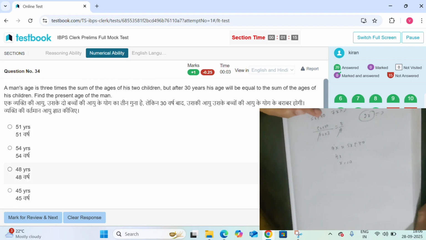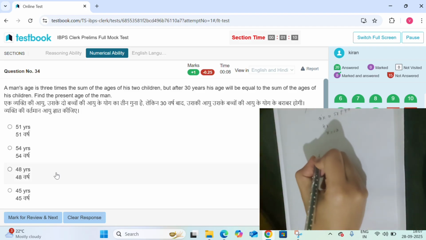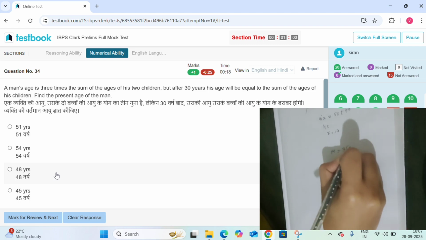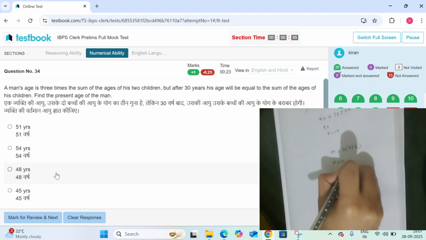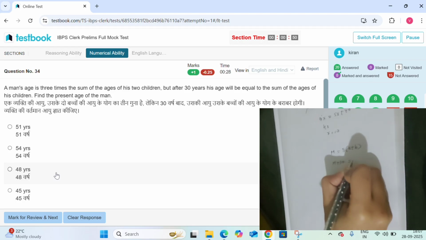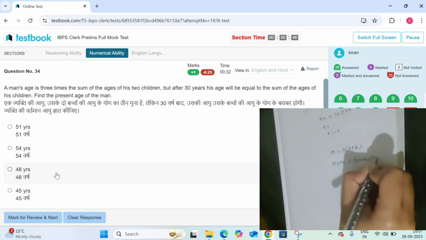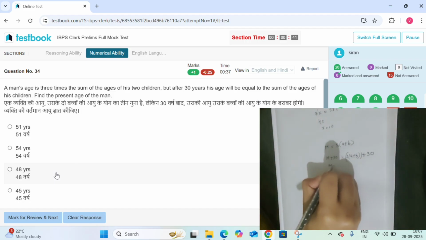Next, a man's age is 3 times the sum of the ages of his two children. But after 30 years, his age will be equal to the sum of the ages of his children. The man's age is 3 times the sum of the ages of his two children, A plus B. But after 30 years, his age will be equal to the sum of the ages of his children. 3 times A plus B plus 30. That means n plus 30.